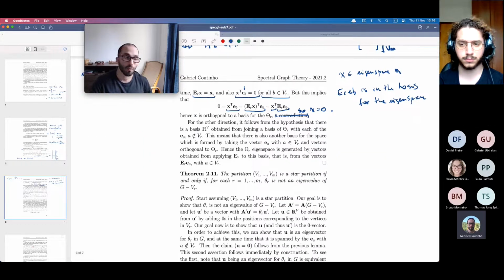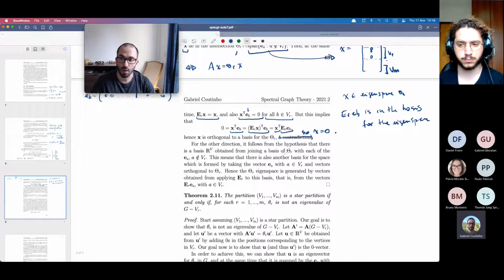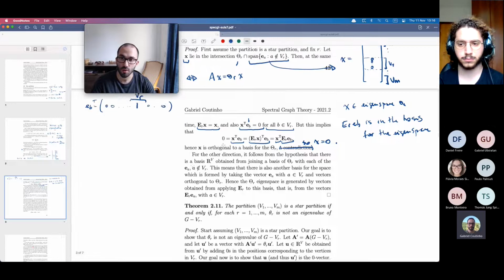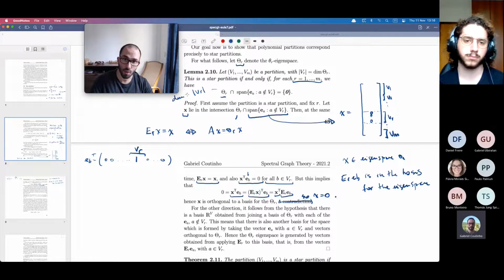Yes. Now, for the other direction, it follows from the hypothesis that there is a basis for the space obtained from joining a basis of the theta eigenspace and each one of these. So what's happening here? The intersection here is the 0 vector. Now this is a subspace of dimension VR. And this is a subspace of dimension V minus VR.